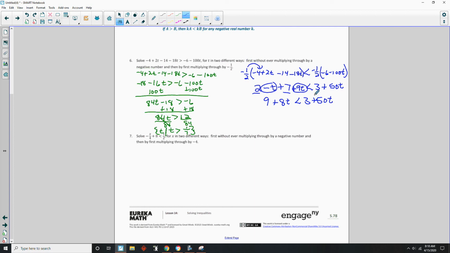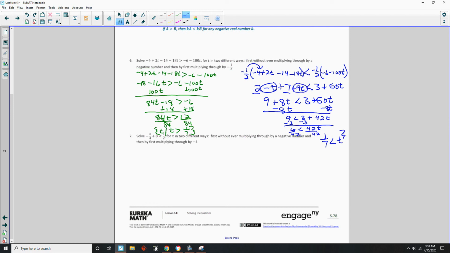Okay. Subtract 8t from both sides, and I get 9 is less than 3 plus 42t. Subtract 3 from both sides, and I get 6 is less than 42t. Divide both sides by 42, and I get t. 6 goes into 42 7 times, so it's 1/7. So 1/7 is less than t.